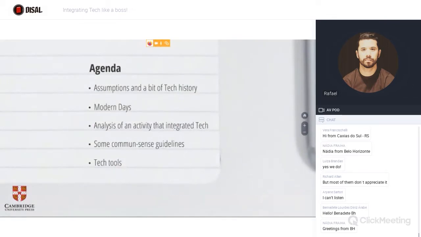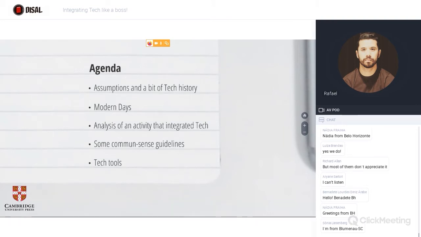So this is my agenda. I'm going to start with some of my assumptions and thoughts on this tech world, and for doing so, I'm going to present to you a bit of tech history through a timeline that I prepared. After that, we're going to move on and discuss how technology is used in modern days.